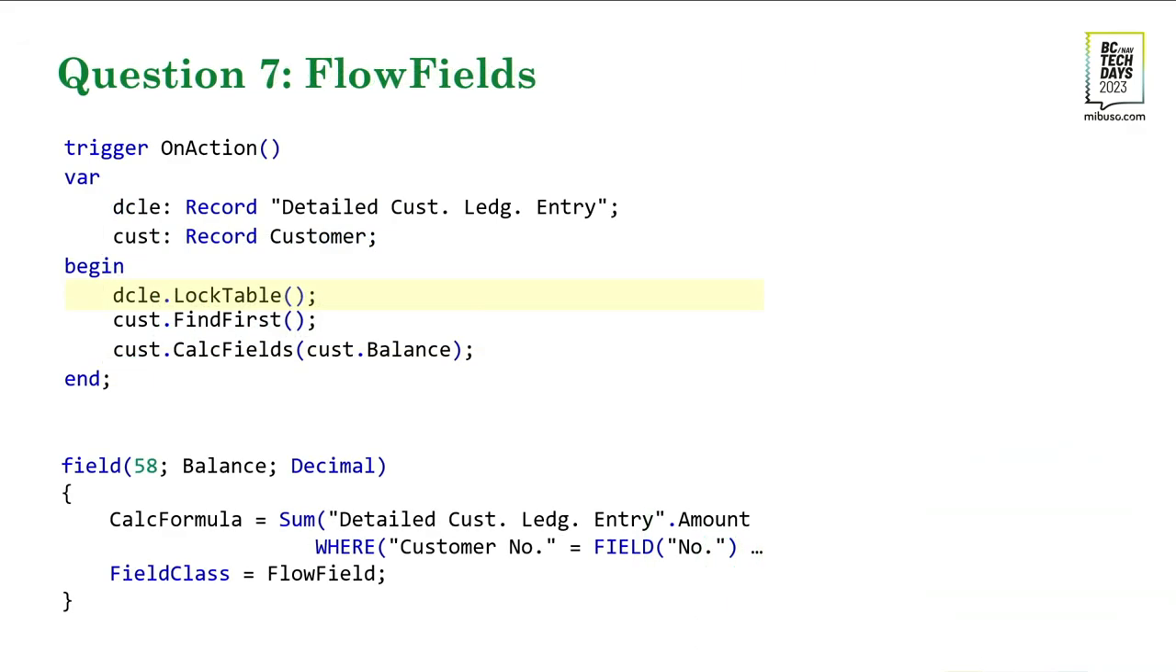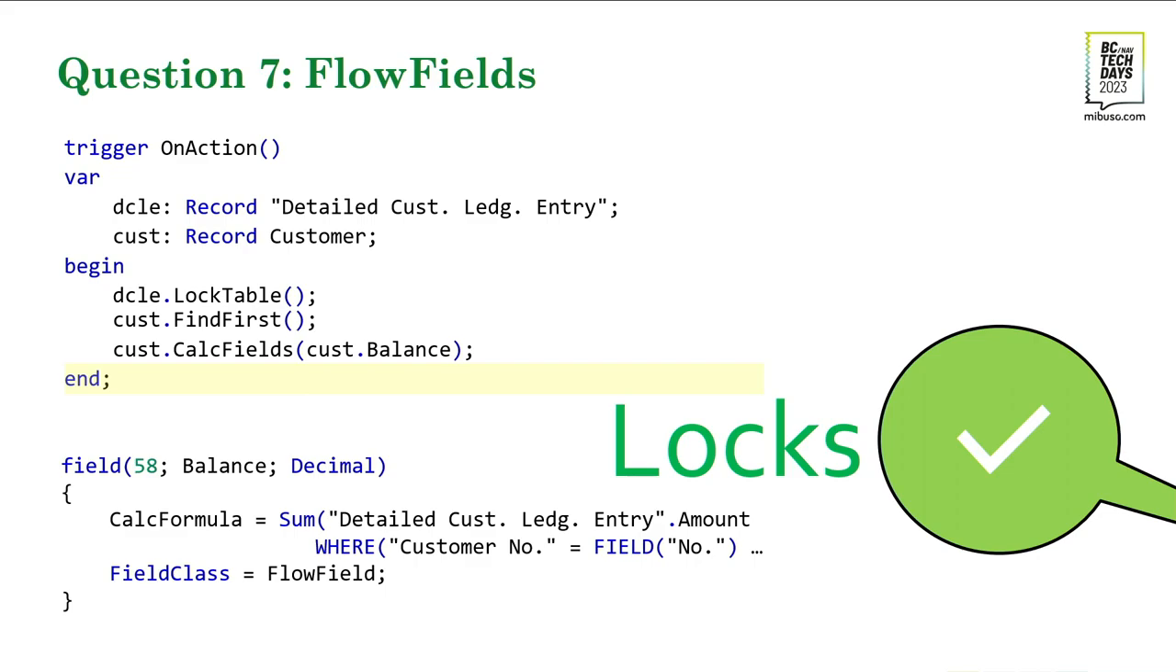Now, this is my favorite example. Here we are doing a lock table on detailed customer ledger entries. We are finding the customer, and then we are calculating balance on the customer. Is it going to lock or not? Yes, the answer is yes, it does. This is very confusing. Most people say no, because they expect that we are using some kind of SIFT indexes and things. No, SQL will do the lock here. So we will lock the detailed customer ledger entries. And it is usually a bad lock, because we can lock a lot of records.